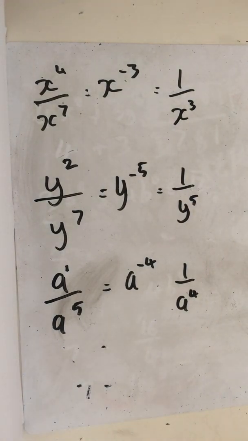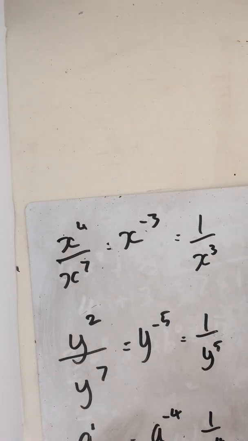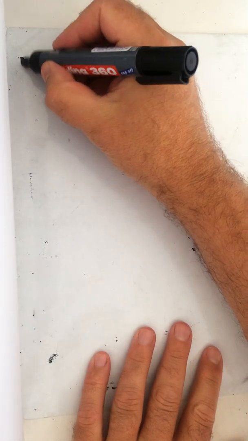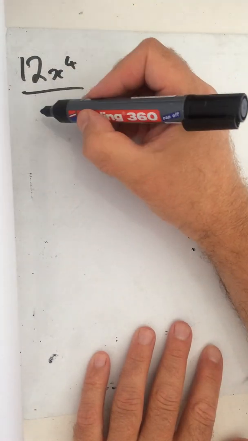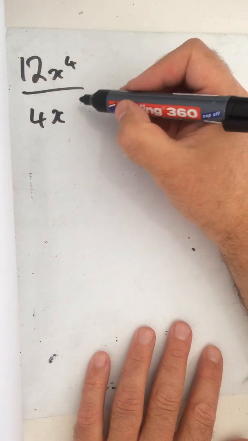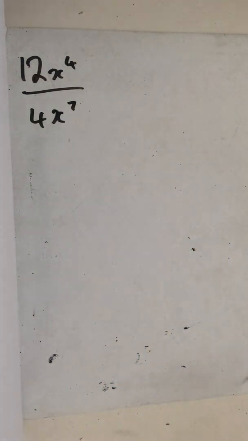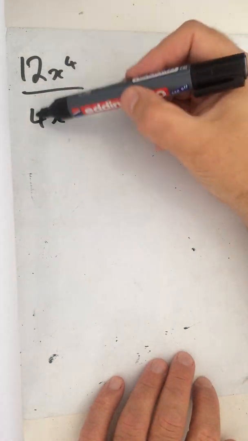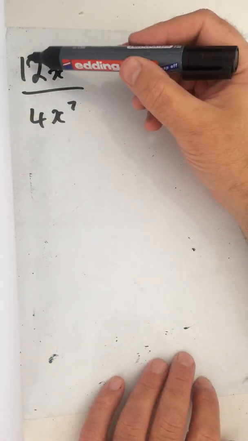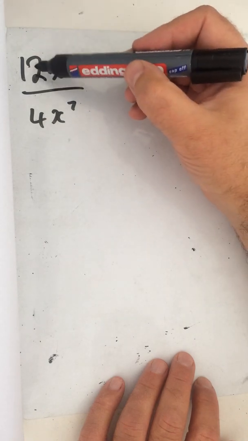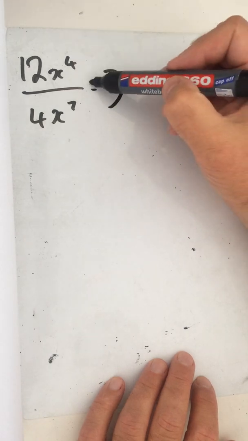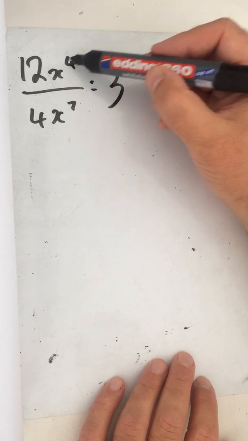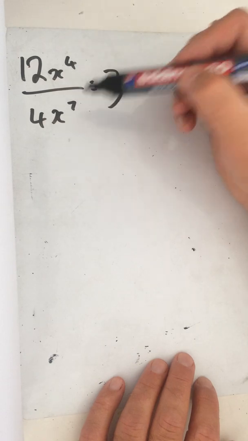Right, okay, good. Last set of questions we're going to go through. So say for example, we're going to put this all together really. So we've got 12x to the power of 4 over 4x to the power of 7. So when we're doing these, in effect we're going to deal with the numbers first, and then we'll deal with the powers and the letters. So we've got 12 divided by 4 is 3. Then we've got x to the power of 4 over x to the power of 7.